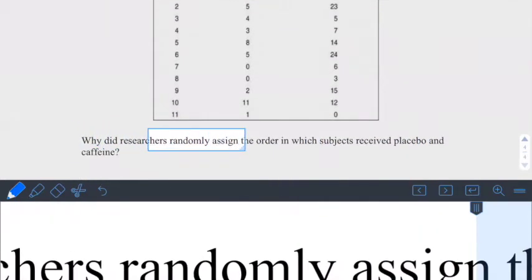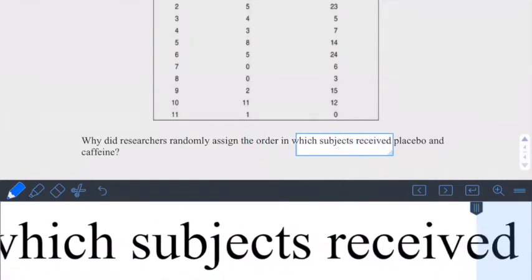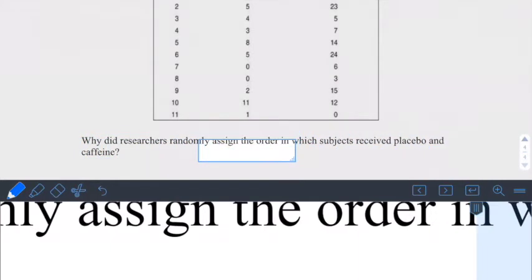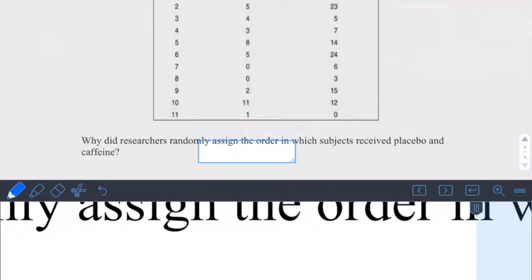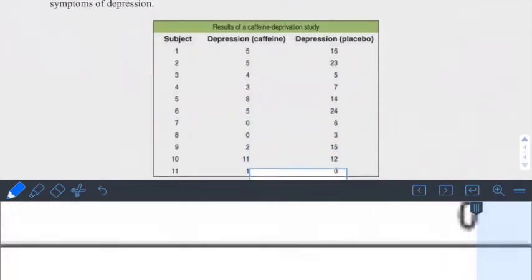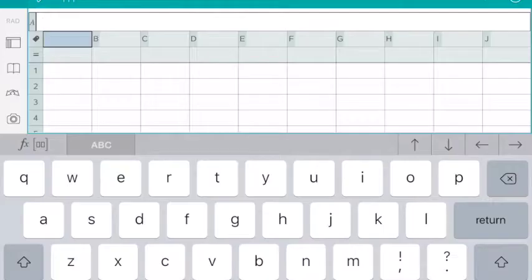So why did the researchers randomly assign the order in which the subjects received placebo and caffeine? Because with any matched pairs, order could affect it. People could just be grumpier over time or something like that. So they wanted to control for that. And we want to carry out a test. So I'm going to enter all these values in my calculator.